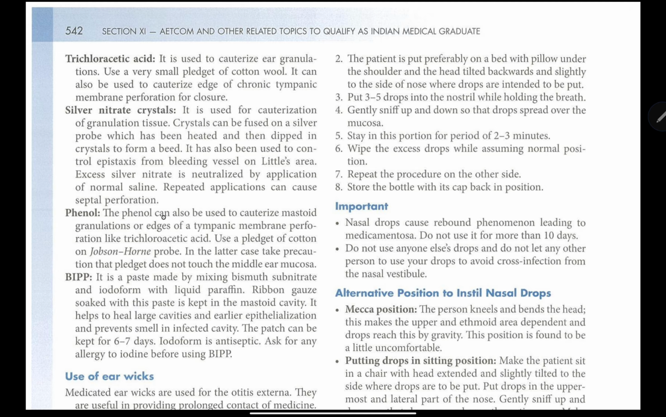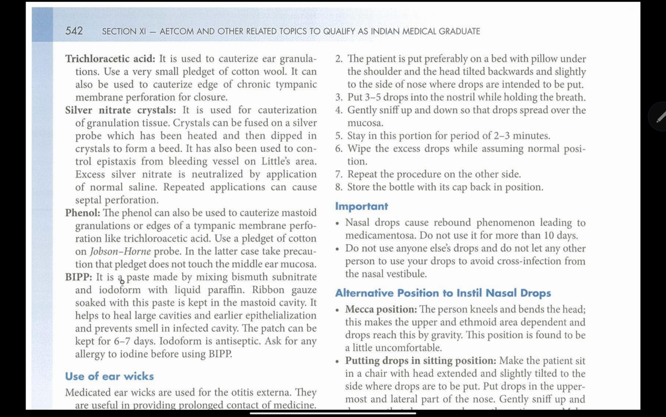Phenol. The phenol can be used to cauterize mastoid granulations or edges of a tympanic membrane perforation like trichloroacetic acid. Use a pledget of cotton on Jobson Horne probe. In the latter case, take precautions that the pledget does not touch the middle ear mucosa.